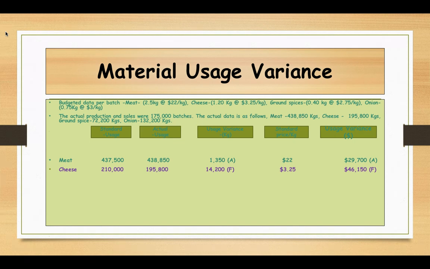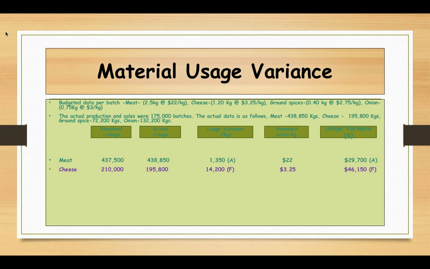So we'll see cheese. We have produced 175,000 batches. According to the question, each batch you should use 1.2 kilograms. So 175,000 times 1.2, your standard usage is 210,000 kilograms.